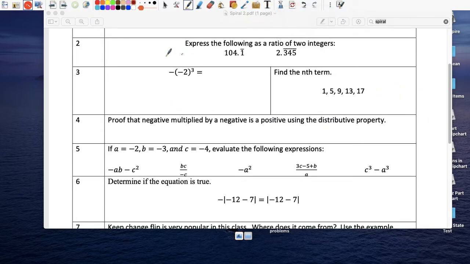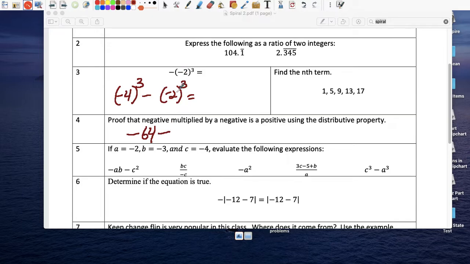C cubed, A cubed. C cubed is negative 4, so put that in parentheses, raised to the third power, minus A cubed, which is negative 2, raised to the third power. Let's write the exponents in standard notation. Negative 4 to the third power is negative 4 times negative 4 times negative 4. So that's going to give me a negative, first of all. 4 times 4 is 16, times 4 is 64.